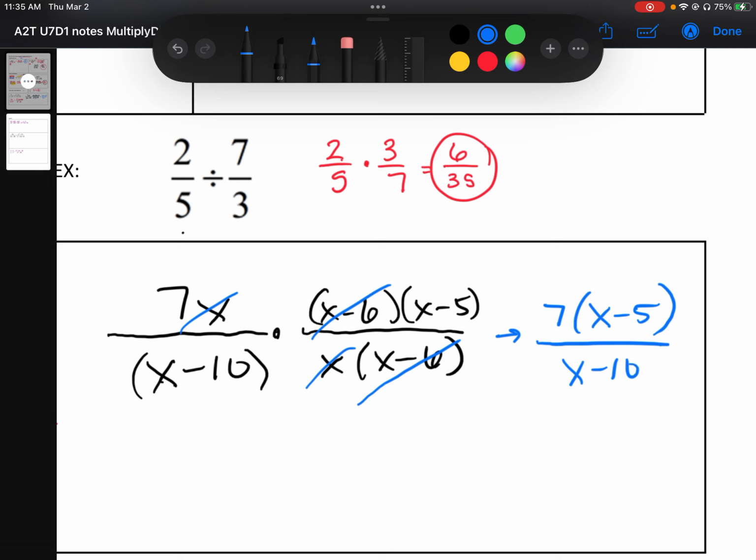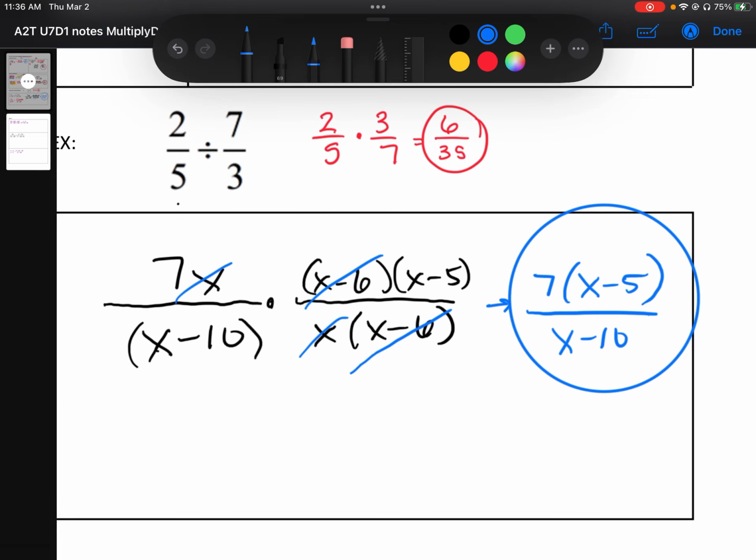So the x minus 10 does not have to be in parentheses, but the x minus 5 must, because we have the 7 in front. So this would be an acceptable answer. Now, if we're simplifying, you could put the 7 back in and multiply it. So 7x minus 35 over x minus 10.